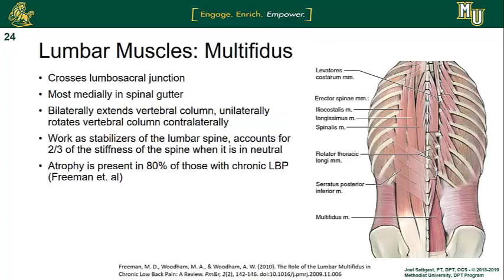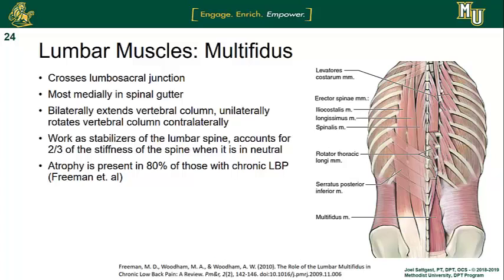The multifidus then is going to be another major named muscle and really crosses that lumbosacral junction. And so it's not just a lumbar muscle, but more lumbosacral. It's most medially in what we call the spinal gutter. And so it's just lateral to the spinous process and functions in a unilateral way to rotate the vertebral column contralaterally. So if the right multifidus is acting, left rotation results. But when functioning bilaterally, it will actually extend the vertebral column. And again, works as a stabilizer of the lumbar spine.